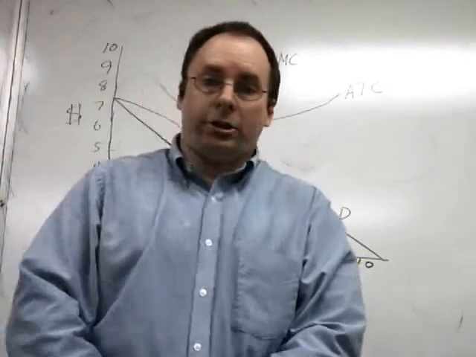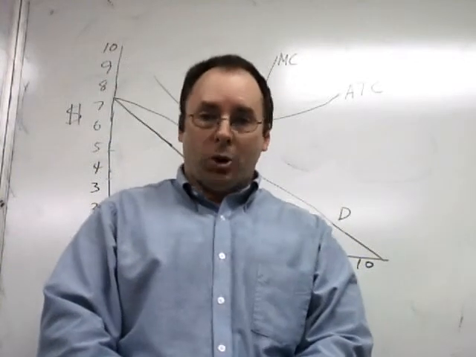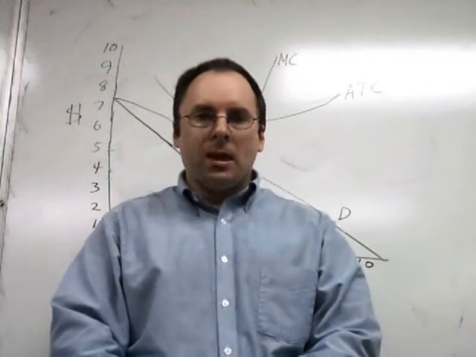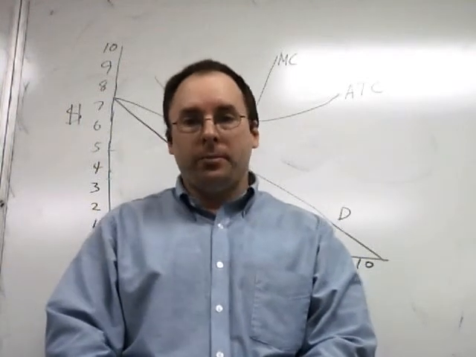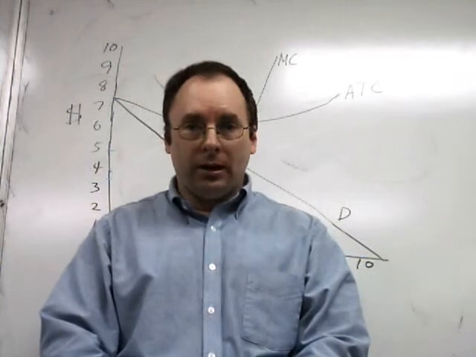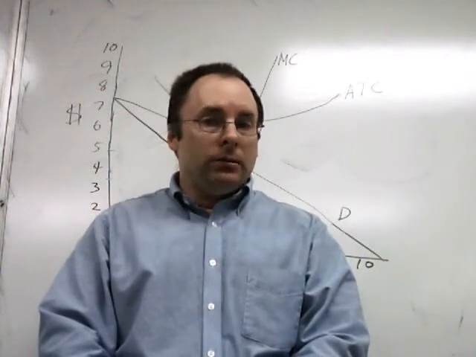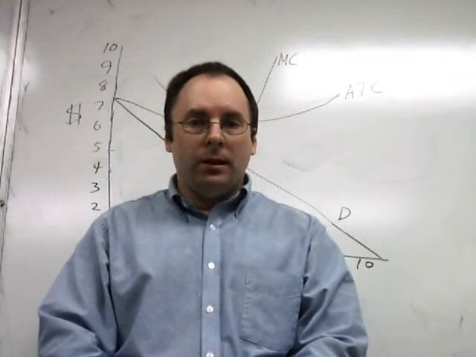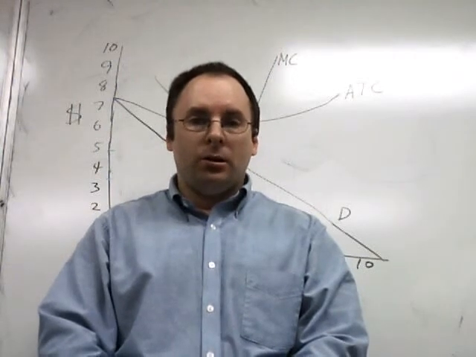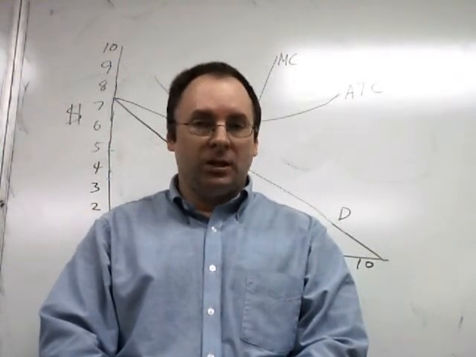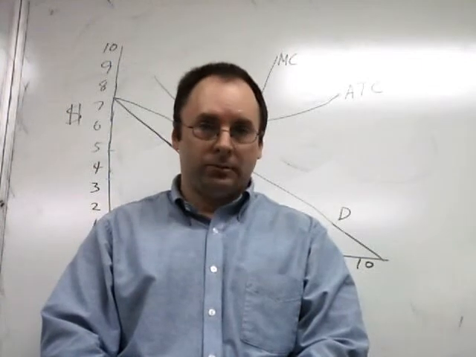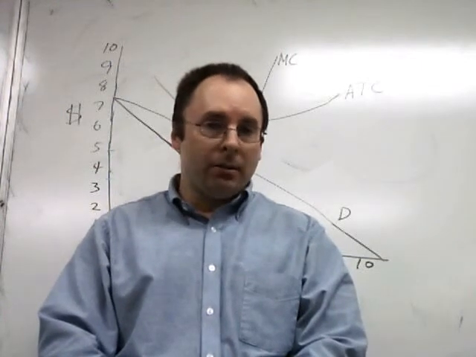Let's take a look at a graph for an imperfect competitor. An imperfect competitor could be a monopoly, an oligopoly, or a monopolistic competitor. In the long run, the monopolistic competitor breaks even as far as economic profit goes. They make an accounting profit.